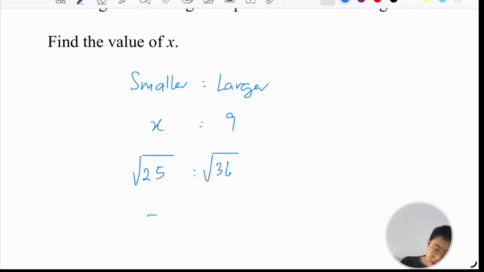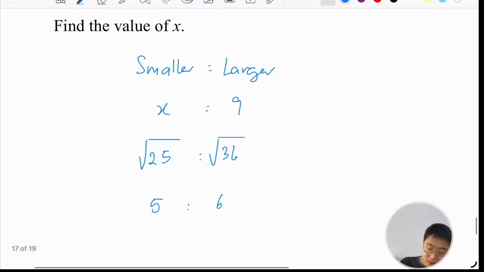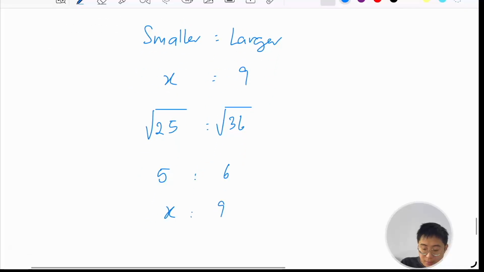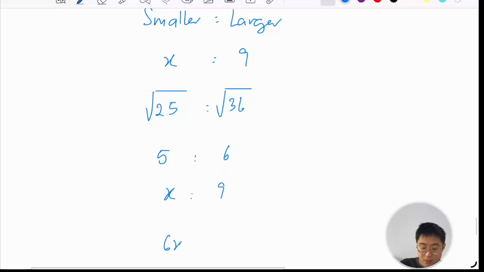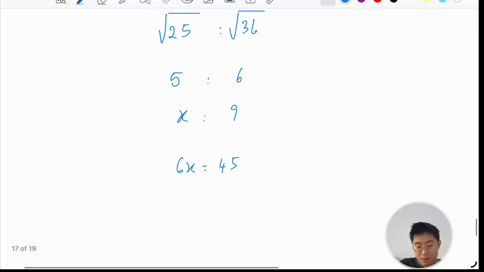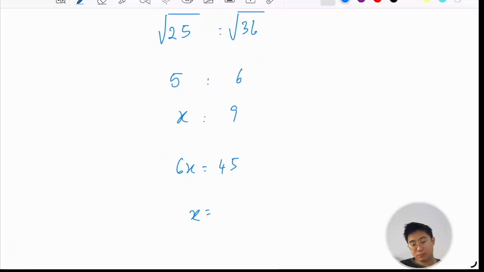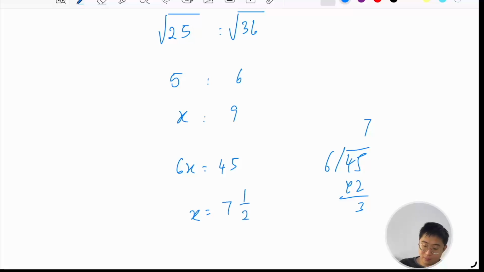So you'll have 5 against 6, x against 9. You can do your ratio, right? You'll have 6x equals 45. x will equal 45 divided by 6. 8, 7, 42, 3. So 7.5, right? 7.5.